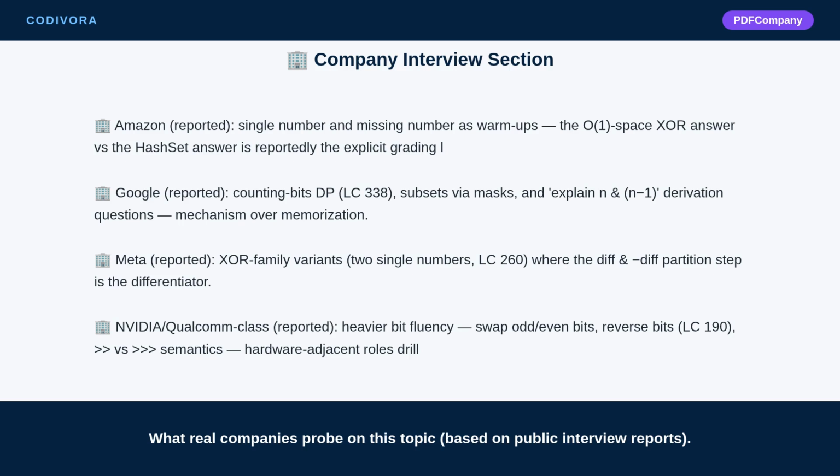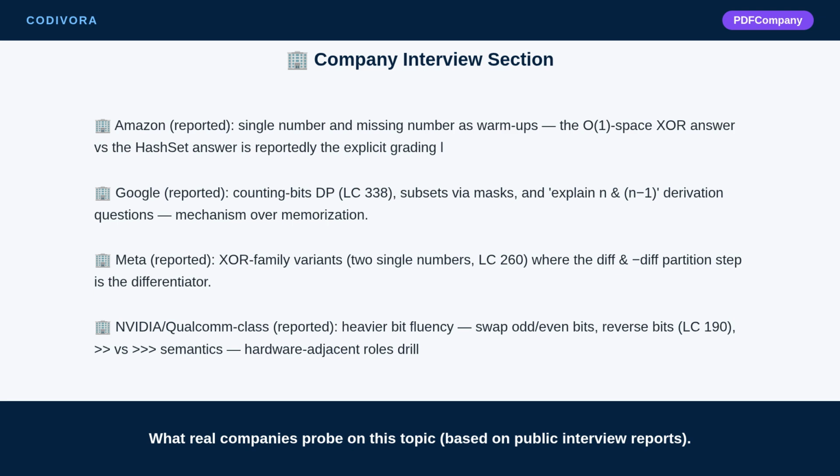Now, the part candidates ask for most: what real companies actually probe on this topic, based on public interview reports, not official statements. Amazon reported single number and missing number as warm-ups. The O(1) space XOR answer versus the hash set answer is reportedly the explicit grading line. Google reported counting bits DP, LC338, subsets via masks, and explain n & (n-1), derivation questions, mechanism over memorization.